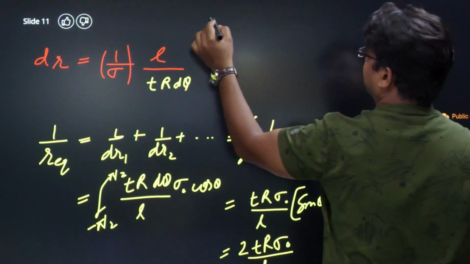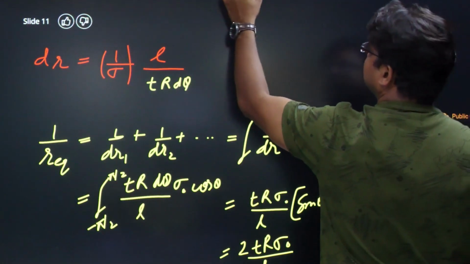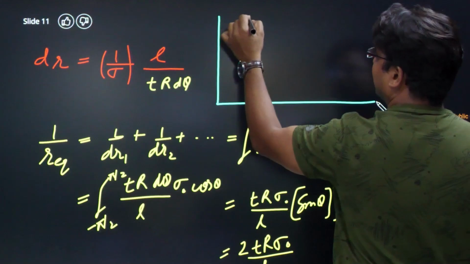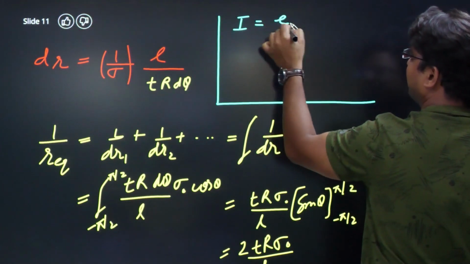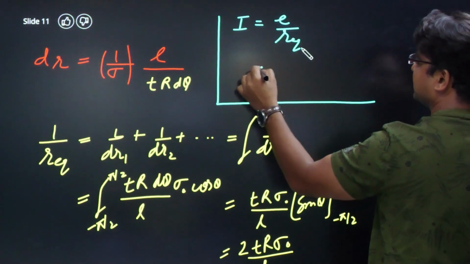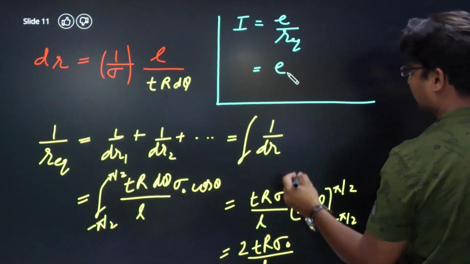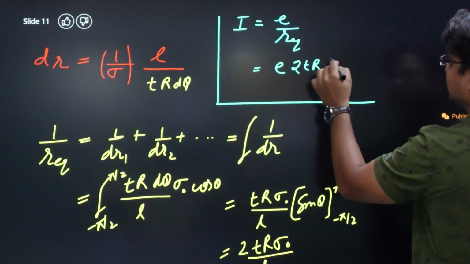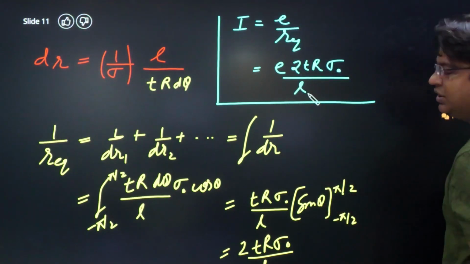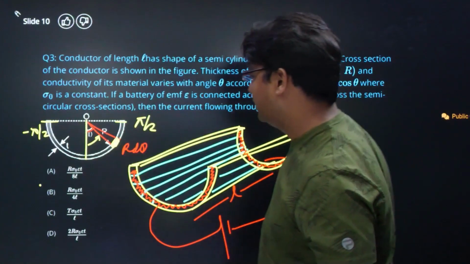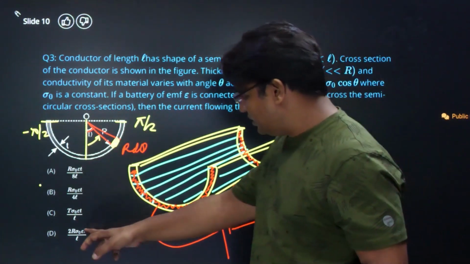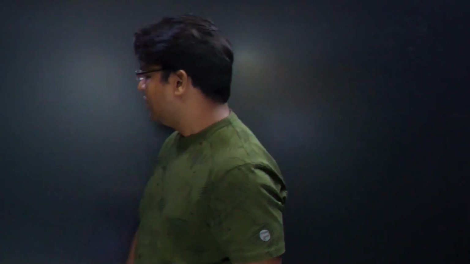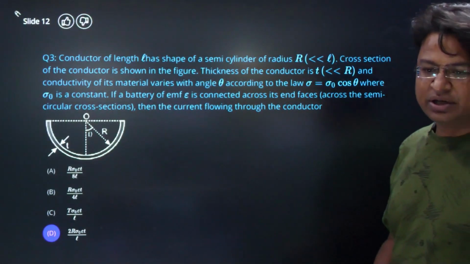We are looking for current. So current is given by EMF upon R equivalent, which basically means you multiply EMF by this entire quantity because it is 1 upon R equivalent. So E times 2 T R sigma naught by L. Let's check the option. E 2 T R sigma naught by L. So option D seems to be the correct one. So we can check that option D is indeed the correct one.